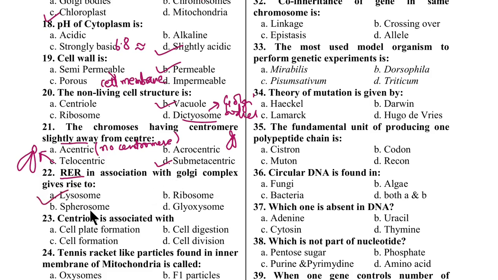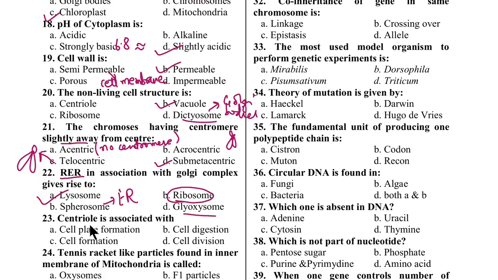And 22, RER, that is rough endoplasmic reticulum, in association with the Golgi complex gives rise to obviously lysosome. Spherosome is from the endoplasmic reticulum. Lysosome is our answer, and ribosomes are made in the nucleolus, as I already told, and glyoxysomes are the peroxisome types.